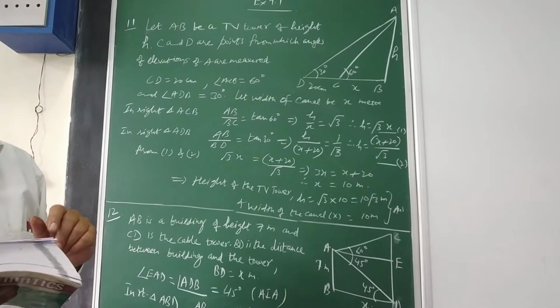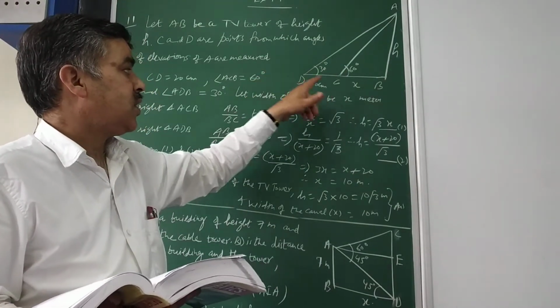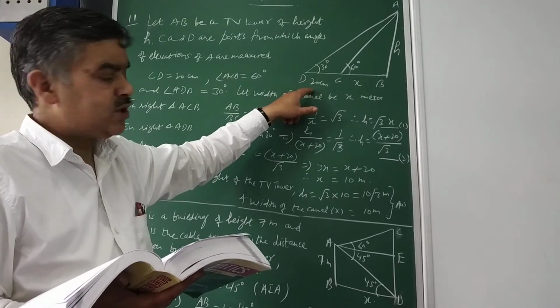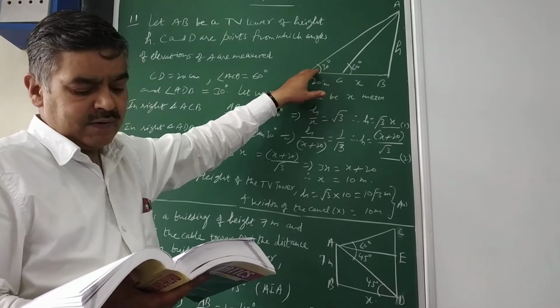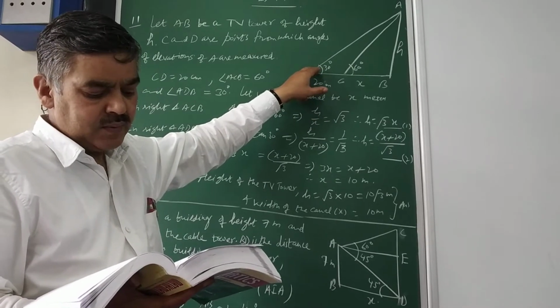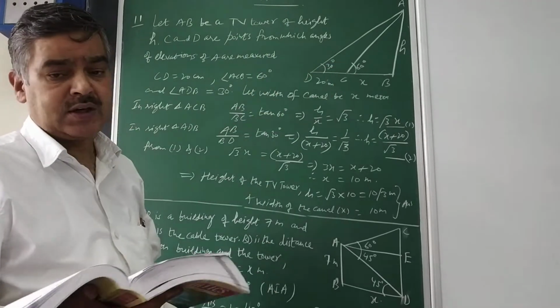From another point 20 meter away from this point, now move towards this side, and the distance between these two points is given 20 meter. This is 20 meter, and the angle of elevation now changes to 30 degree. So find the height of the tower and the width of the canal.